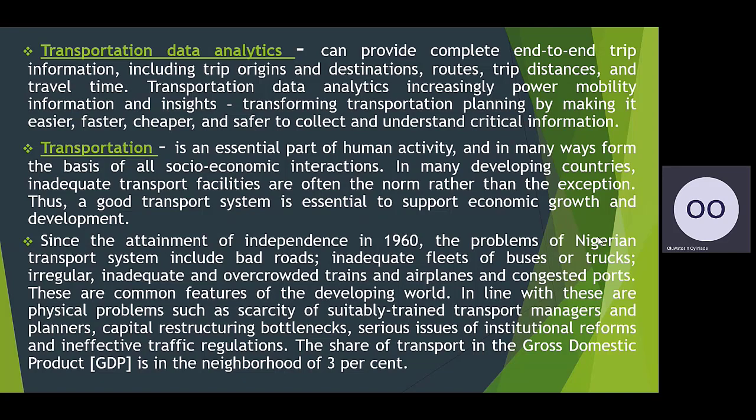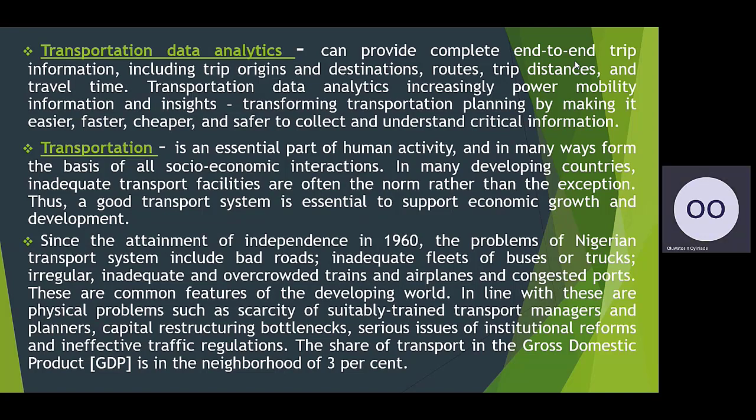So what's transportation? Transportation is an essential part of human activity. That's literally just a movement from one location to another. And I said that in many developing countries, just like ours in Nigeria, inadequate transport facilities are often the norm rather than the exception. Thus, a good transport system is essential to support economic growth and development.